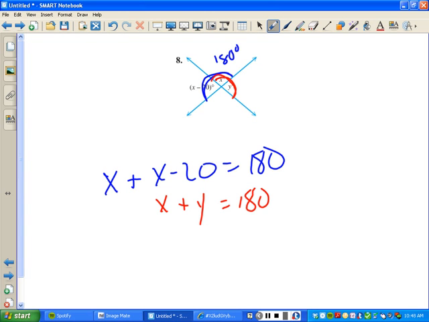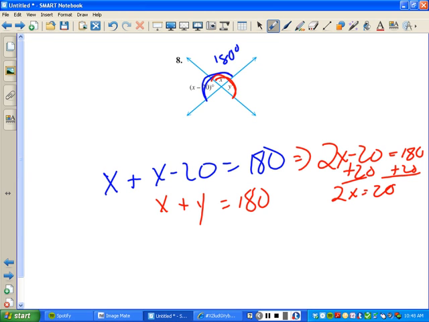Okay. So solving this, 2x minus 20 equals 180. Add 20, add 20. 2x is equal to 200. Divide by 2, divide by 2. X is equal to 100. Okay. So this angle is 100. Makes this angle how much?